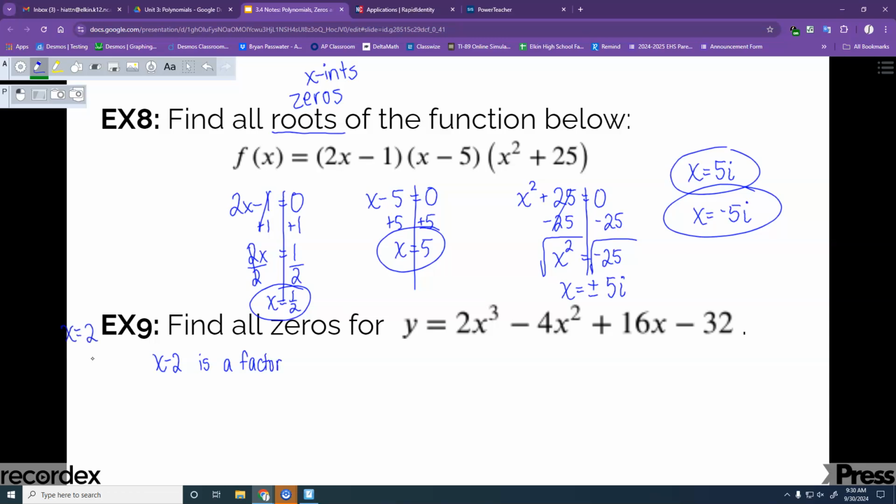So here is what you're going to have to do. You're going to have to use that long division. So we'll have to put x minus 2 out here. And we'll have 2x to the third minus 4x squared plus 16x minus 32. So I didn't teach it to you just for fun. You do have to use it to solve these sometimes.